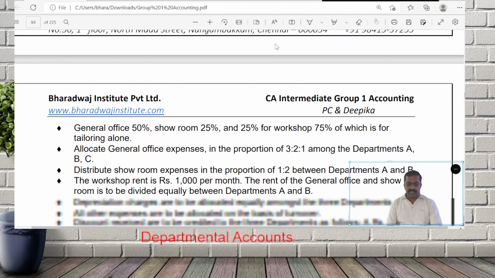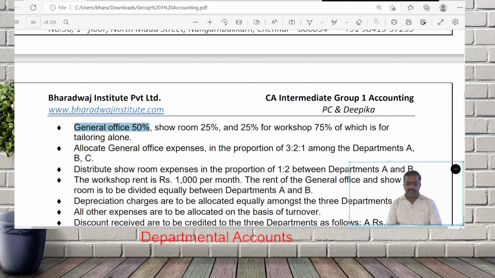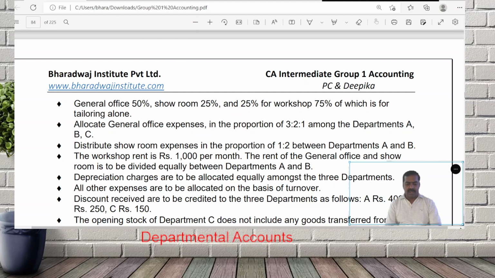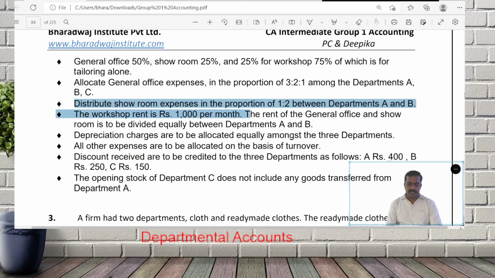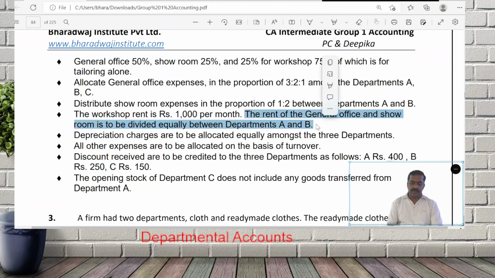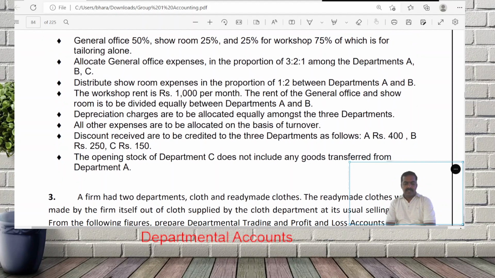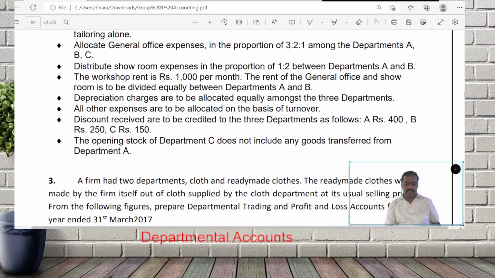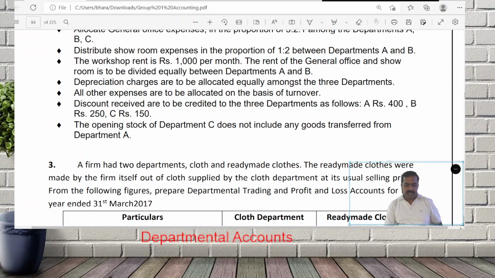Next, read further. Details of salaries and wages are given to us. General office 50%, showroom 25%, 25% is for workshop. On that, 75% is paid for tailoring alone. Then allocate general office expense in the ratio of 3:2:1. Distribute showroom expense in the ratio of 1:2. The workshop rent is 1,000 per month. Rent of the general office is to be allocated equally between A and B. Depreciation charges are to be divided equally amongst the 3 departments.